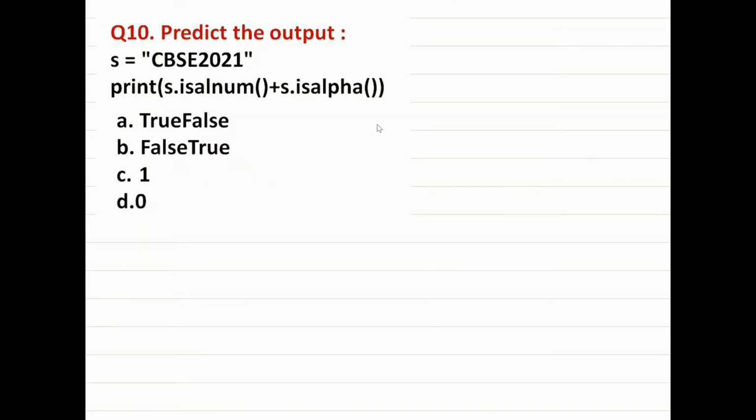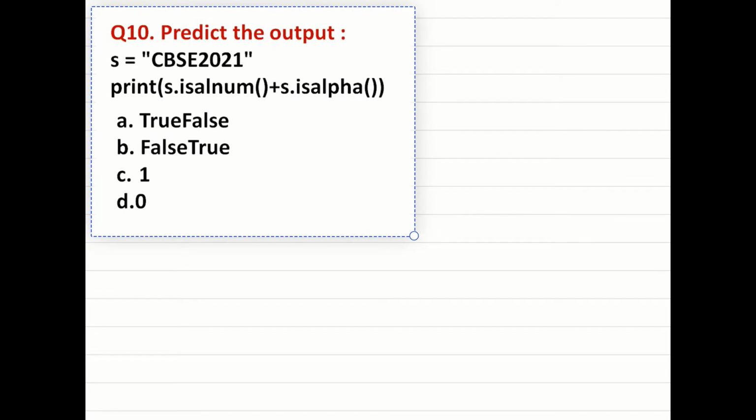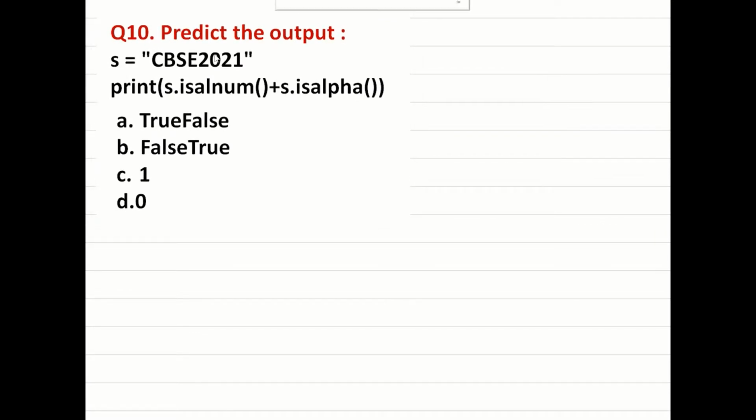Last question of today's video, and an interesting one. Here you will learn new things. This is a string, CBSE 2021, which contains alphabets and numbers both. And we know these are the string functions. If we talk about the isalpha function, it will return a true value when all the elements are alphabets only. Now this will return false. So false value, false is 0.